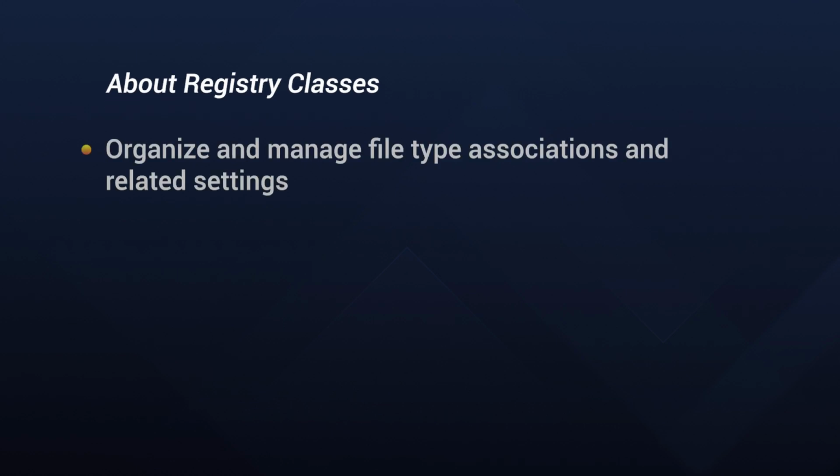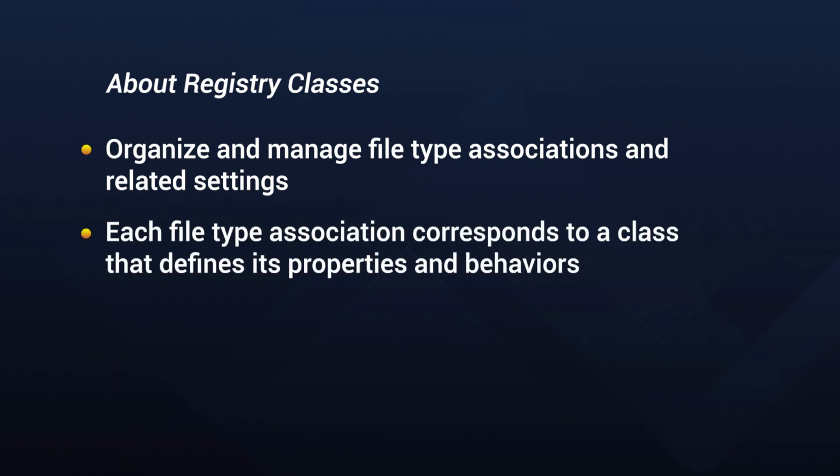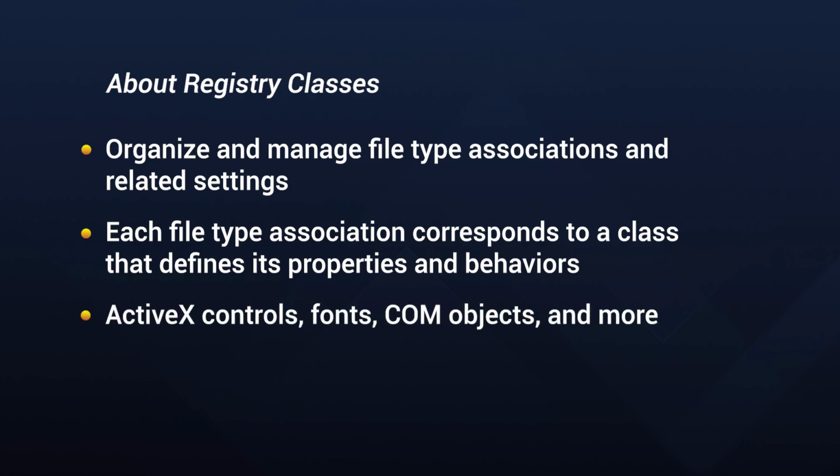Registry classes are the cornerstone of organizing and managing file type associations and related settings. Each file type association corresponds to a class that defines its properties and behaviors. These classes go beyond just file types. They encompass ActiveX controls, fonts, COM objects, and more.